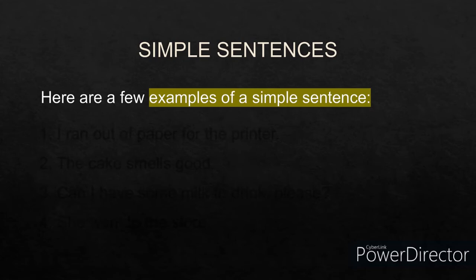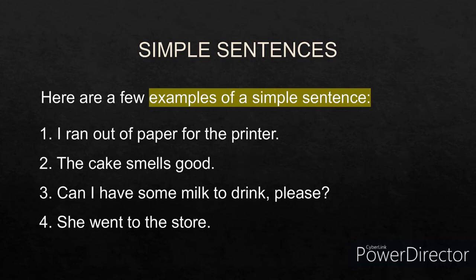Here are a few examples of a simple sentence. I ran out of paper for the printer. This is a simple sentence. I is the subject, ran is the verb, and there is only one clause. That is an independent clause.